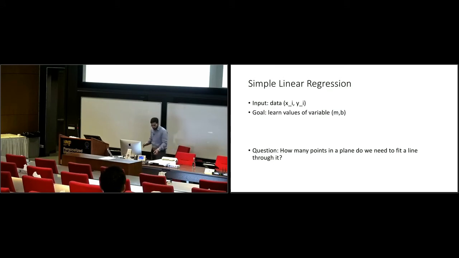So this is the summary of the simple linear regression. You have data in terms of inputs and outputs, x of i's and y of i's. And in the simplest example that we have seen, we would try to learn the variables m and b, which is the slope and the intercept. And we have already answered this question that the simple approach of just taking 2 points and connecting them would not work. So let's see what we can do.